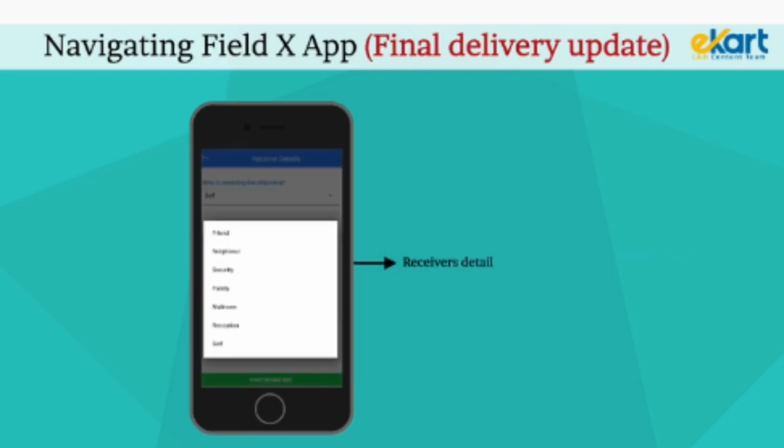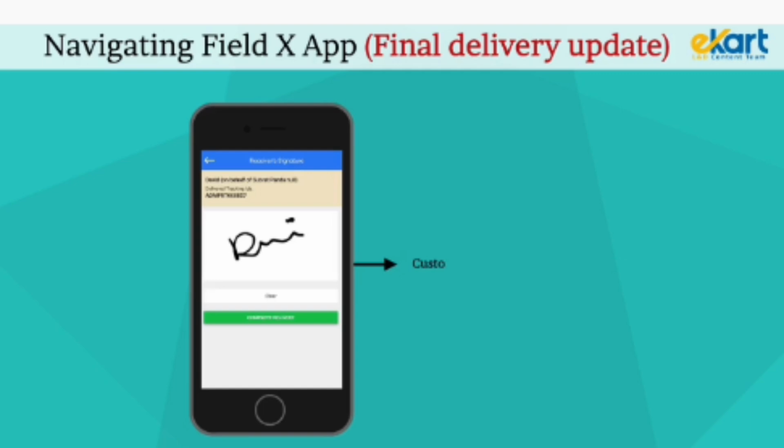The receiver's details have to be updated as per the available options on your app. And the customer's signature has to be taken on the last update screen and click on Complete Delivery.